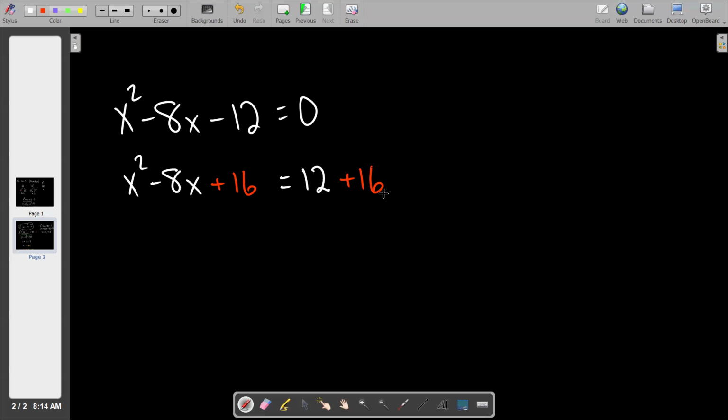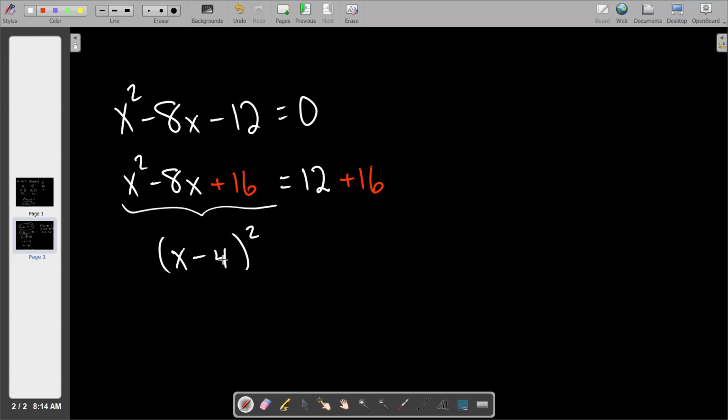But now we have to cash it in, right? Like make good on what you did. So what does the left side factor down into? X minus 4 times x minus 4, which is x minus 4 squared.